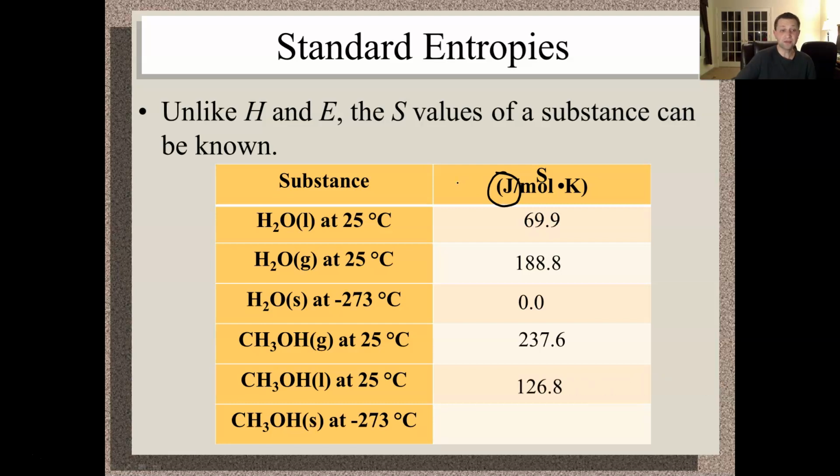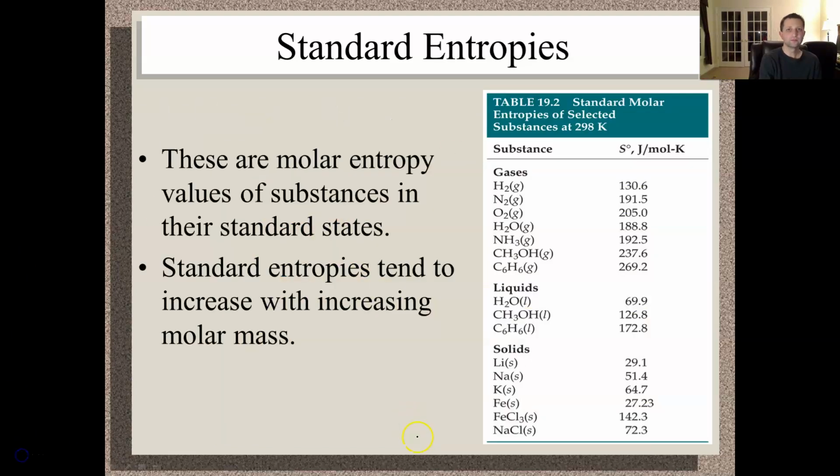You would expect that because a liquid is more organized, so there's less disorder. And then again, you have methanol solid at negative 273 Celsius, which is 0 Kelvin, and that gives us an entropy value of 0 joules per mole Kelvin for that. So you can see the two of them here at absolute 0, or negative 273 Celsius, entropy values of 0 for both of those.